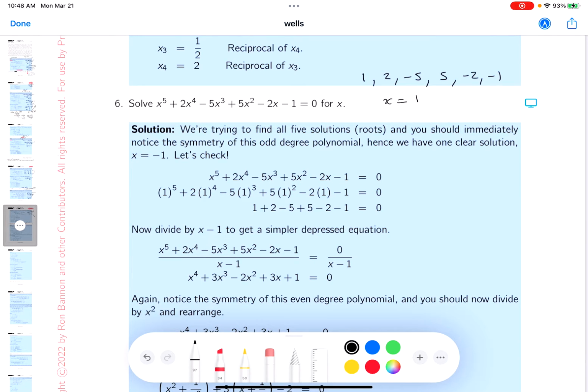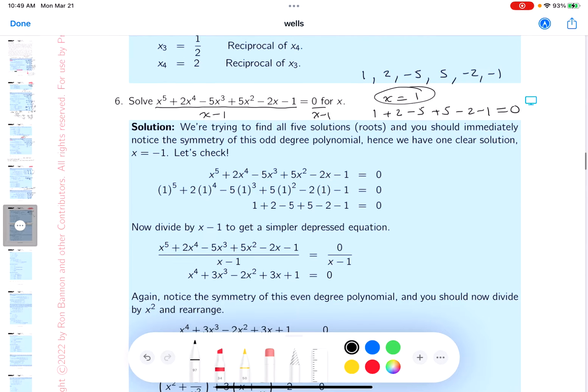So let's just write down checking 1. What do you get? You get 1 plus 2 minus 5 plus 5 minus 2 minus 1, which does equal 0, by the way. What I'd recommend you do now is just simply divide that fifth degree polynomial by x minus 1. All right? And you're dividing both sides by x minus 1. Maybe I should write that down. But we've already accounted for this, though. We know that's a root.